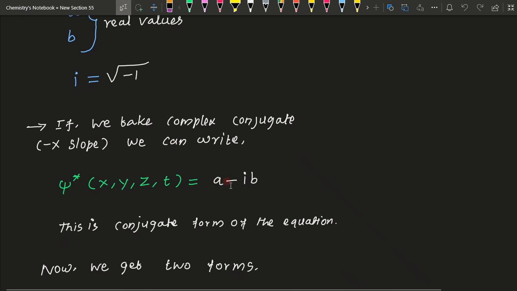This is the negative sign of ib, not positive, because we have taken it for psi star, the conjugate value. This is the conjugate form of the equation. The above form is the normal form.